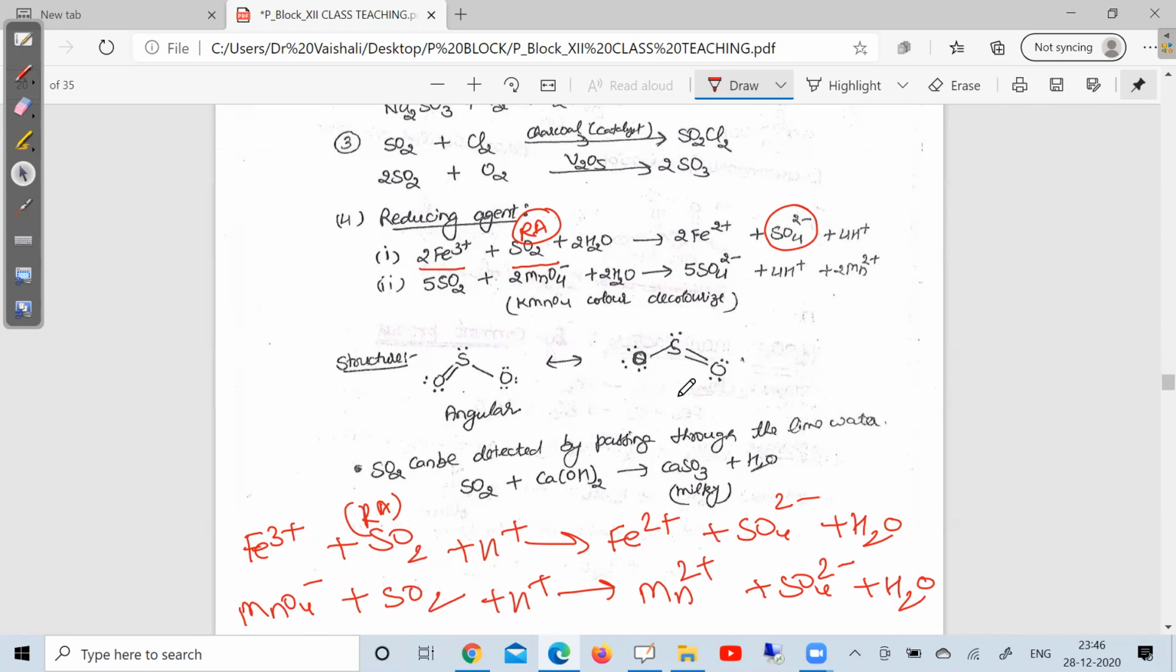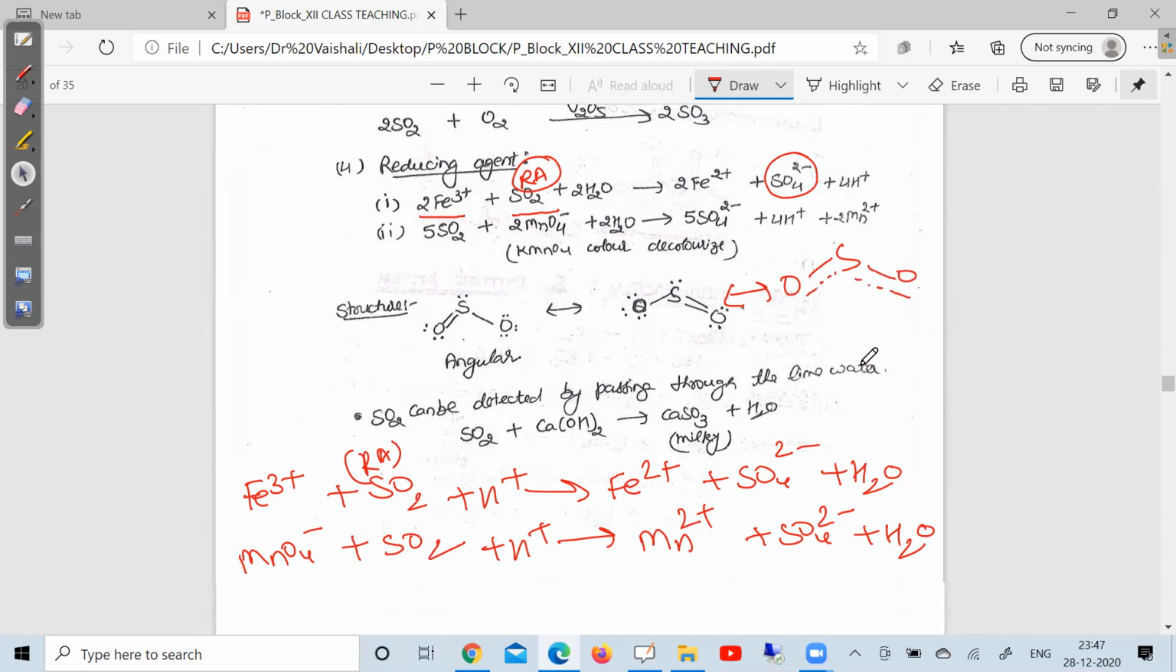What is the structure of sulfur dioxide? Angular shape. So again, when you draw the structure, there is a partial double bond character. So both bonds are equal.